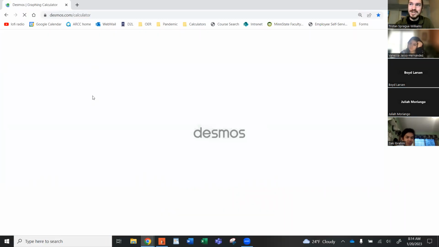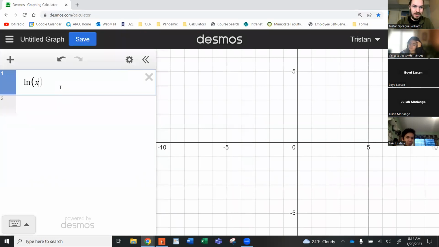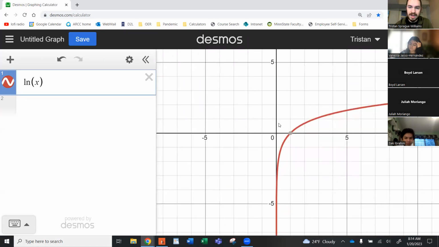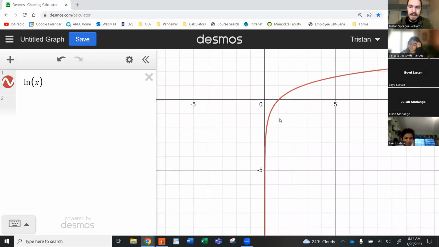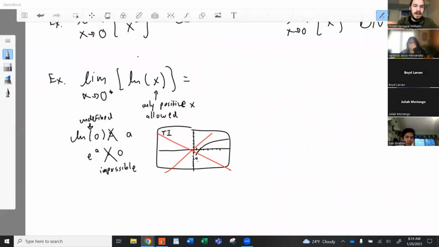Desmos gives us a much better picture of the natural logarithm, right? What does the natural logarithm look like? It looks like this, right? The reason TI calculators can't graph this is because it's close to a vertical line. It's like a vertical asymptote is what's happening over here, right? As x gets close to 0, from the right-hand side, the natural logarithm shoots down towards negative infinity. So this is another example of an infinite limit.